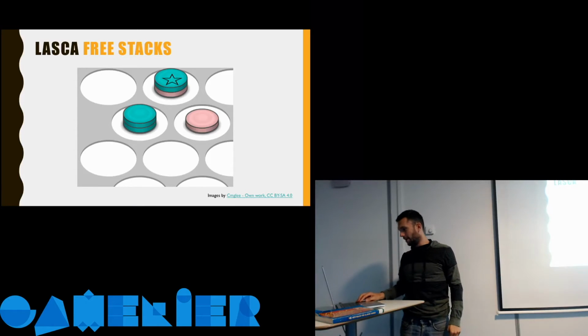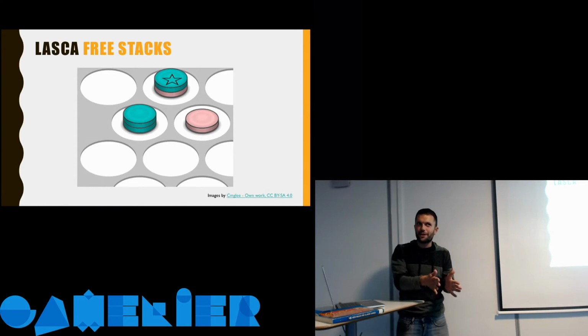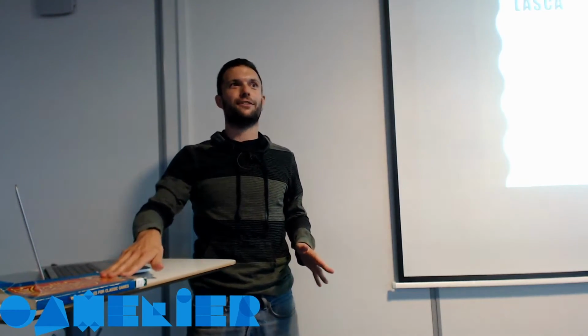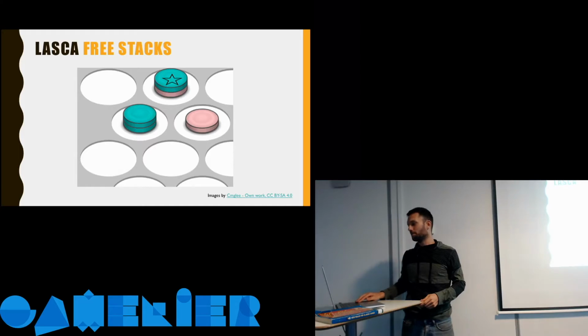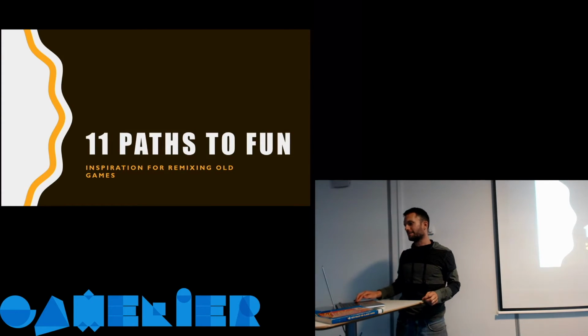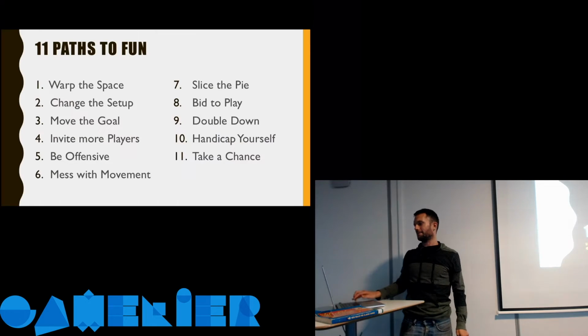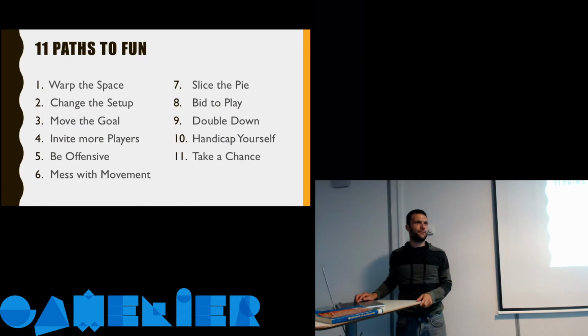It's cool. All right, so now that we've got a glimpse into the kind of variety that can exist for just one game, and I gave the very quick version because I didn't want to bore you, the book contains many, many more, and on the internet you can really dive deep into all the variants of checkers. I wanted to give you some tips for making your own game variants. So what I'm calling the 11 paths to fun, inspiration for remixing old games. So here are my 11 ideas that I extracted from the book. Warp the space, change the setup, move the goal, invite more players, be offensive, mess with movement, slice the pie, bid to play, double down, handicap yourself, and lastly, take a chance.